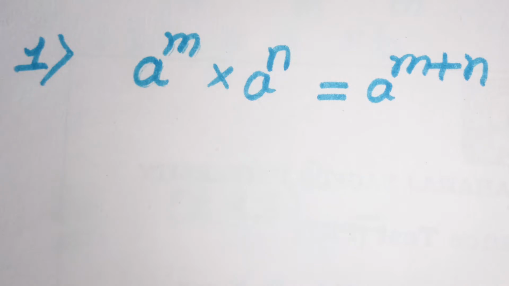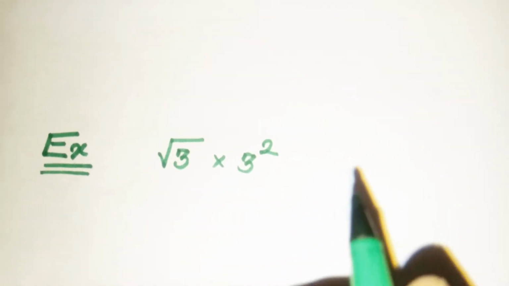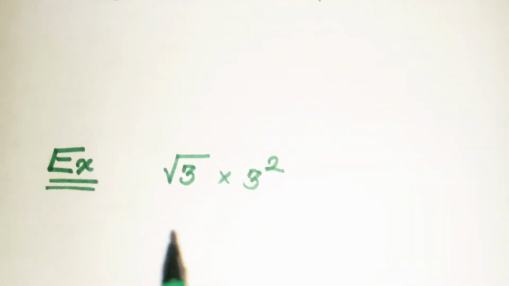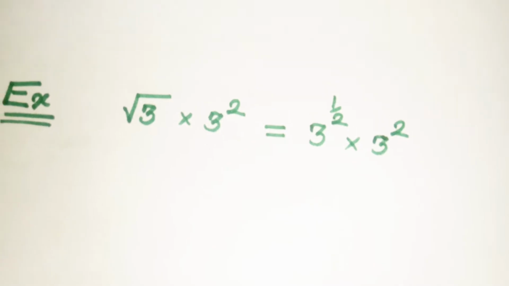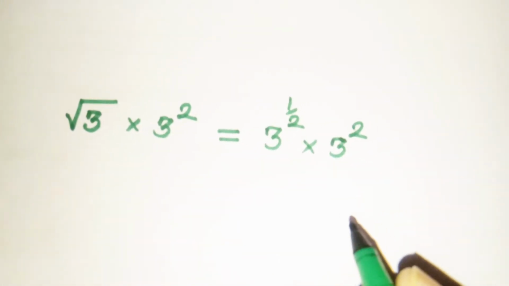The first law: a raised to the power m into a raised to the power n is equal to a raised to the power m plus n. That is, we can add the powers of the number if the number is the same and it is in the form of a product. For example, under root of 3 into 3 square. Here 3 is common, and the power of 3 first is half and second is 3 square.